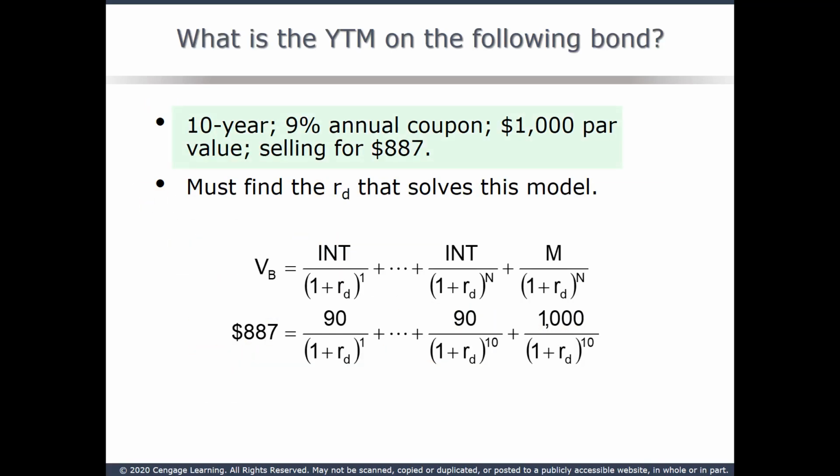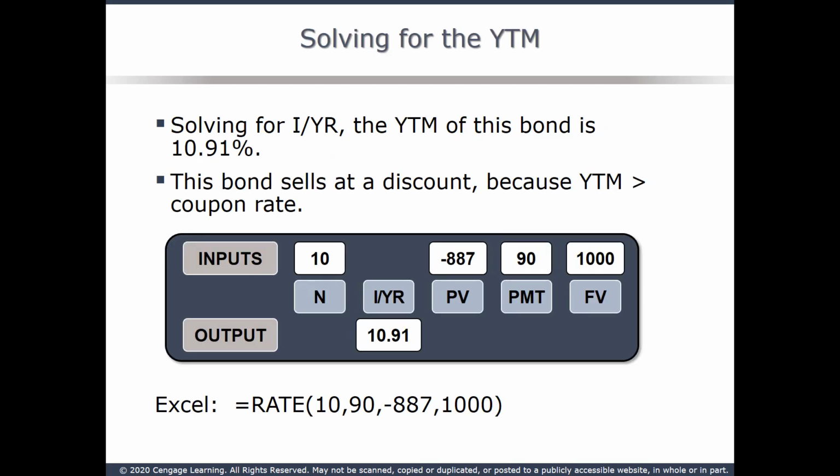For example, we have a 10-year 9% annual coupon, $1,000 par value bond selling for $887. We're looking for the discount rate that equates the cash flow stream of coupons and face value to the current price. It's possible to solve this manually, but in an iterative manner, since we're trying to solve for the root of a polynomial of degree n. Much easier to use a financial calculator. Solving our example, we find an interest rate of 10.91%.